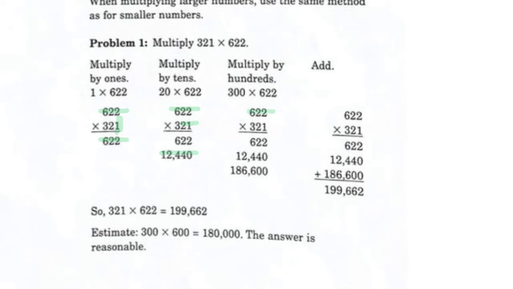Then you're going to take 622 times 300, and you get 186,600. You add the three totals up, and you get a final answer of 199,622. If we do an estimate of 300 times 600, we get 180,000 for an answer, so it is reasonable.